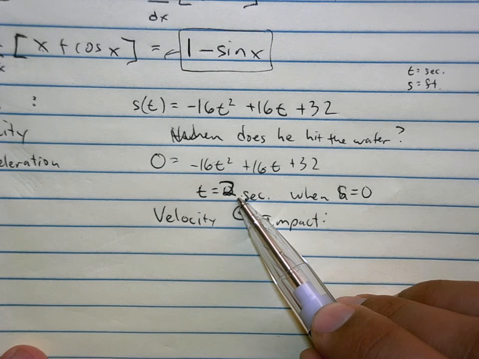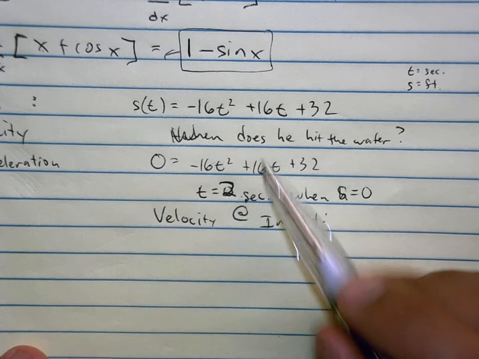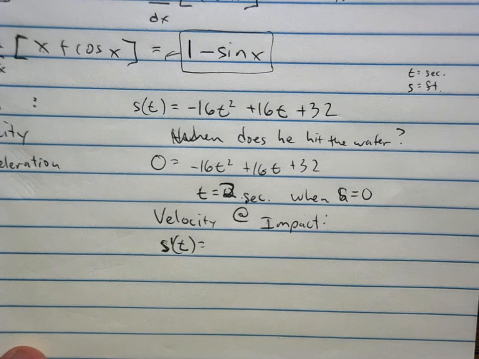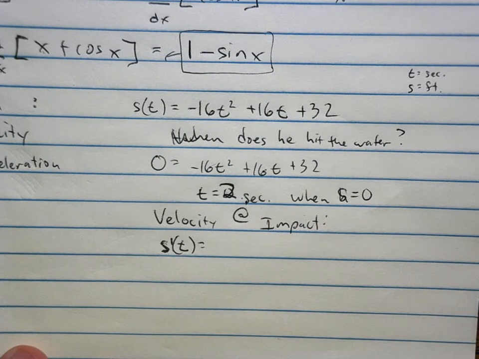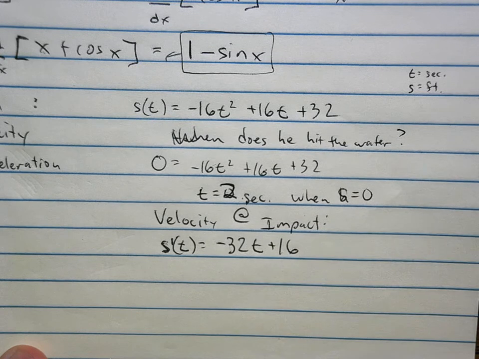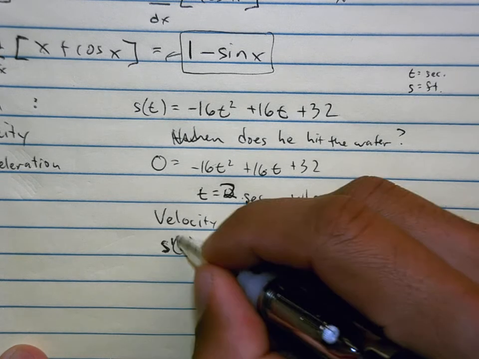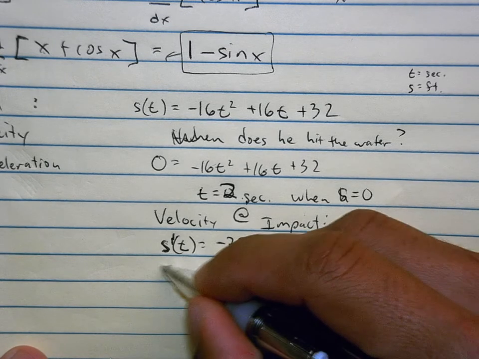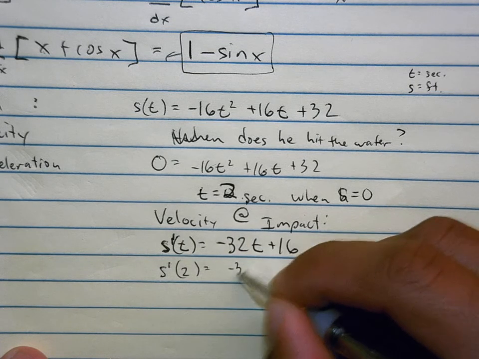Well, how am I going to do that? I need to find the derivative of the position function, s prime of t. You can do that in your head, can't you? What's the derivative of negative 16t squared plus 16t plus 32? Negative 32t plus 16. That's the derivative. This is the velocity function, the slope of the original graph. Now if I want to know what the velocity is at 2 seconds, what do I do? Plug in 2. Negative 32 times 2 plus 16.